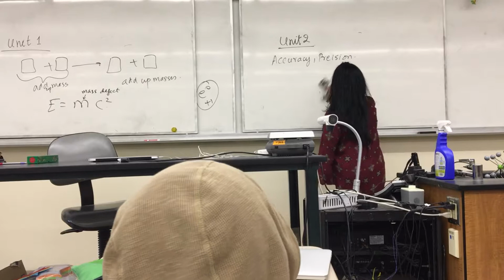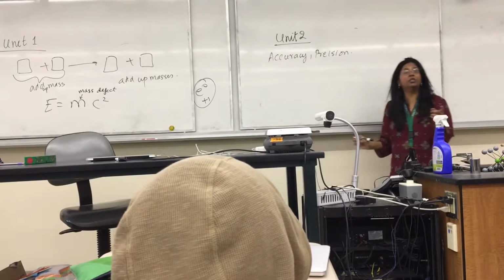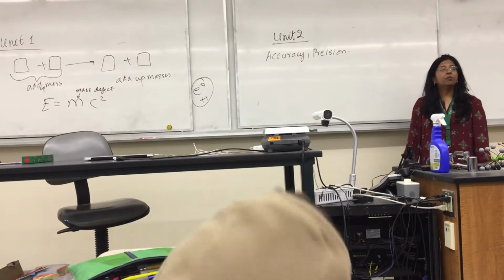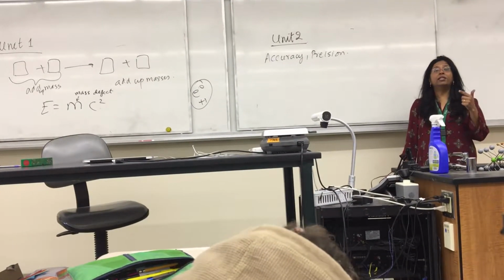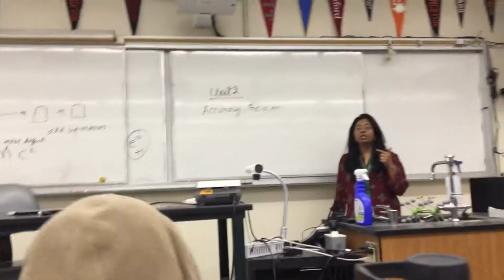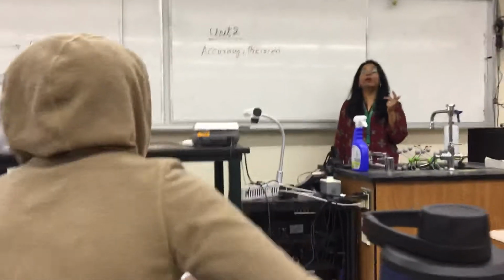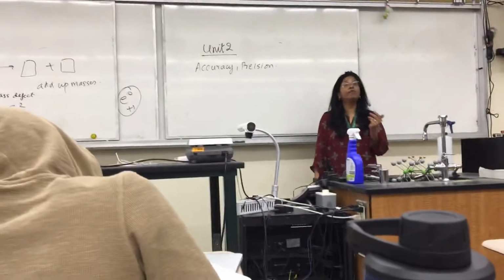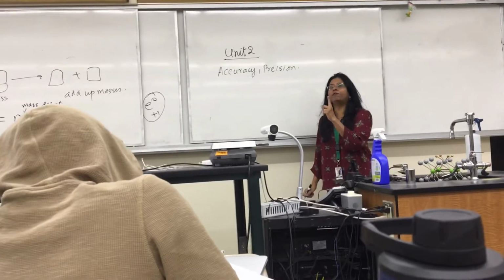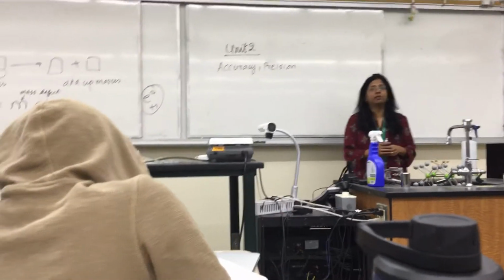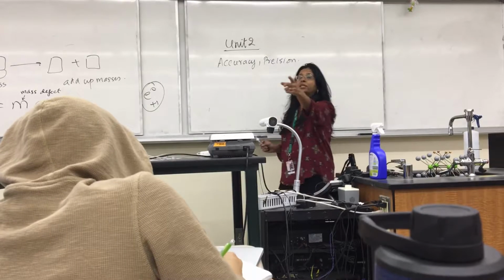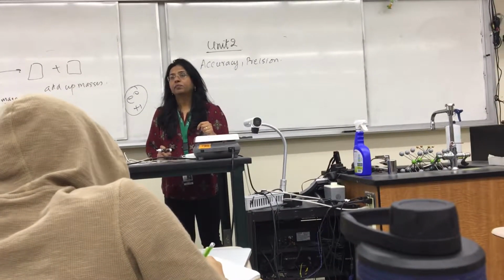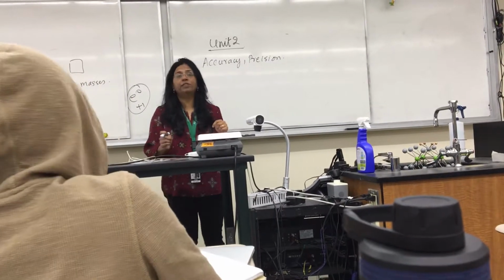Okay, next, after accuracy and precision, comes rules for addition and subtraction, multiplication, and division for sig figs. When you add and subtract, it's the number of digits after the decimal, and when you multiply and divide, the least number of sig figs is what you report your answer in. There will be a couple of questions like that. For addition and subtraction, it's the least number of digits after the decimal.